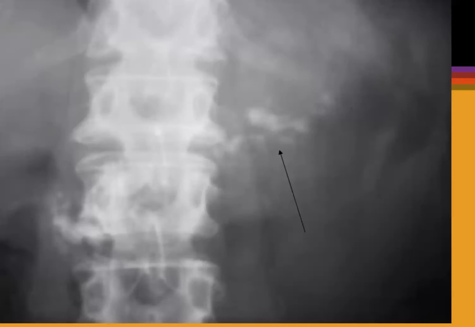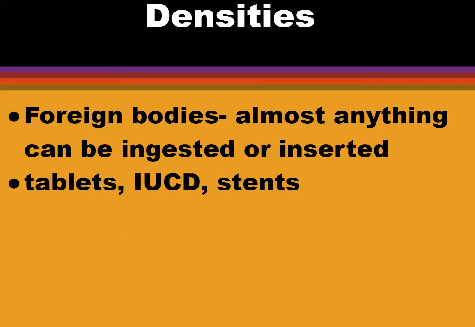Okay, so that was C for calcification. Let's talk about D, densities. And the first density I want to talk about is the density of foreign bodies. Almost anything can and probably has been ingested or inserted.